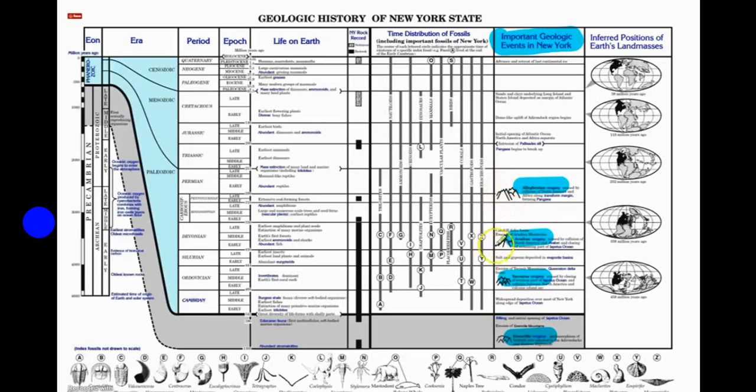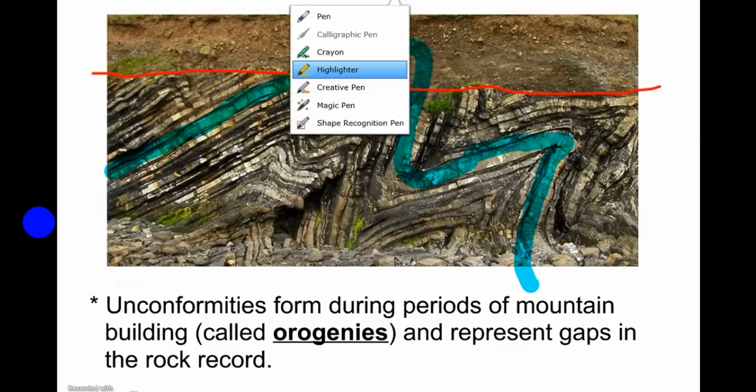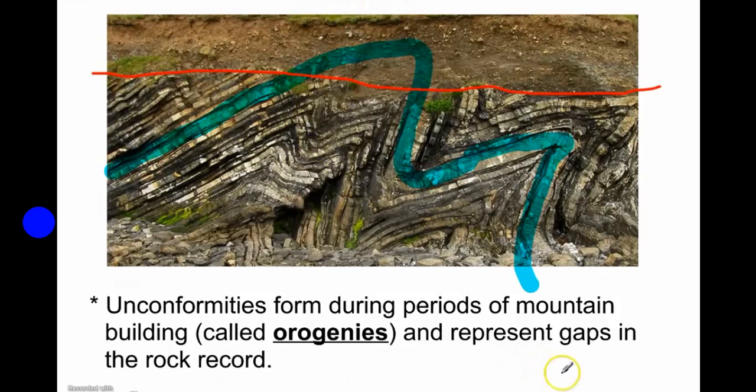And they actually give you pictures of mountains to help you remember that an orogeny is a period of mountain building. So these unconformities form during orogenies, and what they represent are gaps in the rock record. There are rocks that are missing. They got weathered and eroded away. So there is a gap in the clues that we can find to tell us about the past.